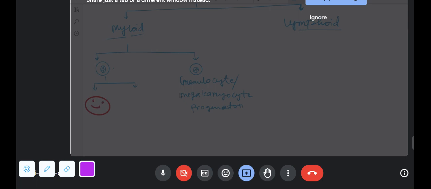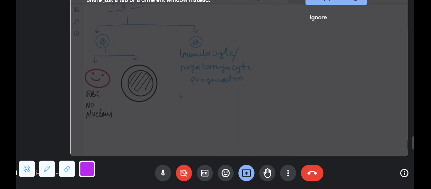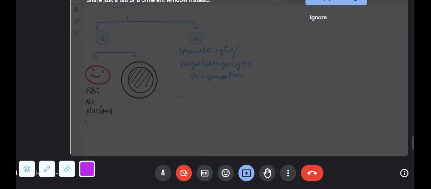And another will be what? Megakaryocyte. So in RBC, no nucleus is there, and the count of the RBC is around how much? Around 5.5 million, and its lifespan is 120 days.